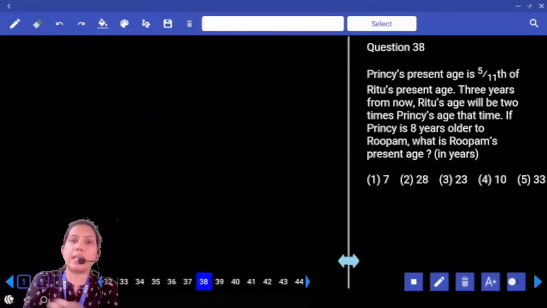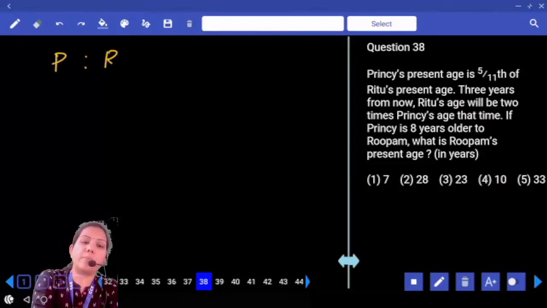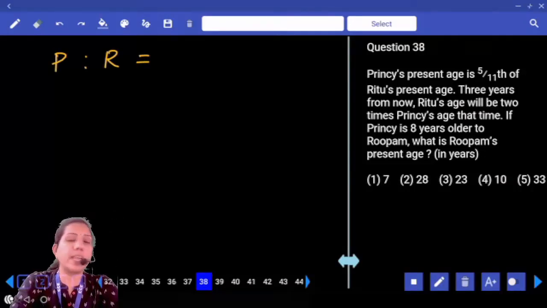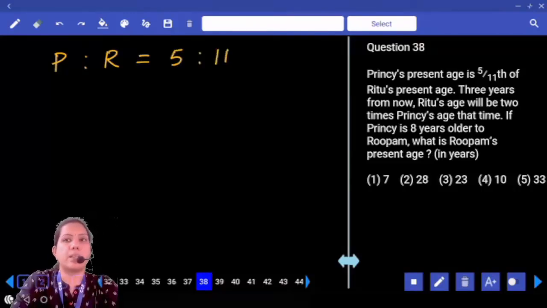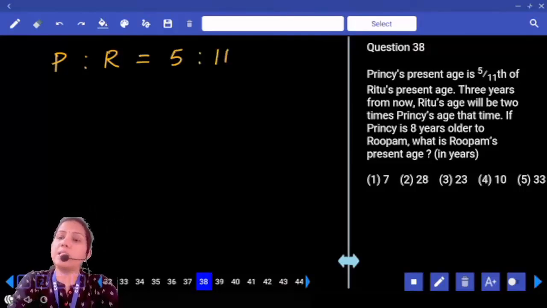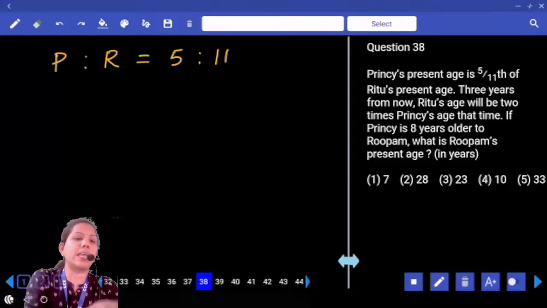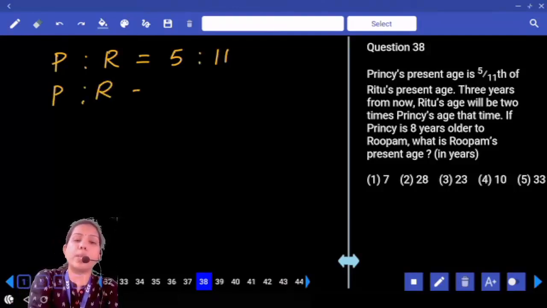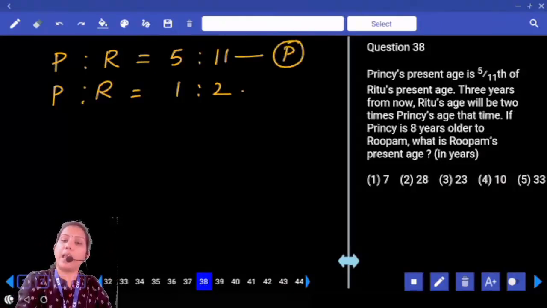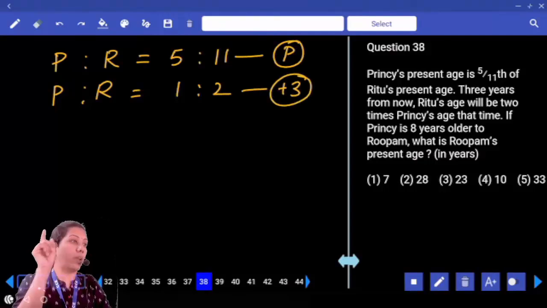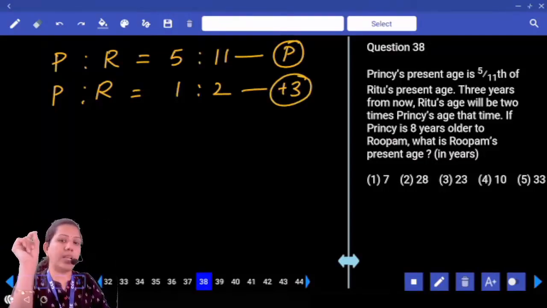First, the relation between Prince and Ritu. Prince's present age is 5 by 11th of Ritu's present age. Then Prince is to Ritu as 5 is to 11 at present. After 3 years, Ritu's age will be 2 times Prince's age, so Prince is to Ritu as 1 is to 2. So the present ratio is 5 is to 11 and the ratio after 3 years is 1 is to 2.